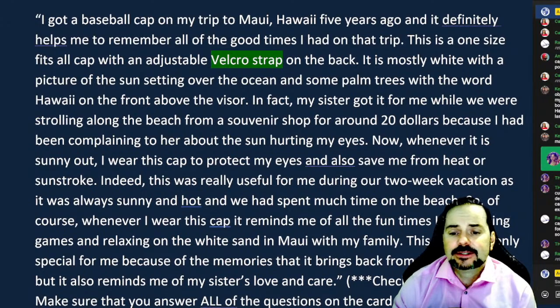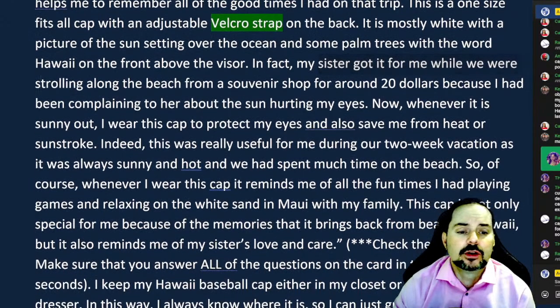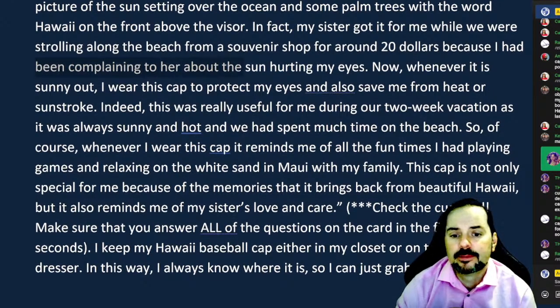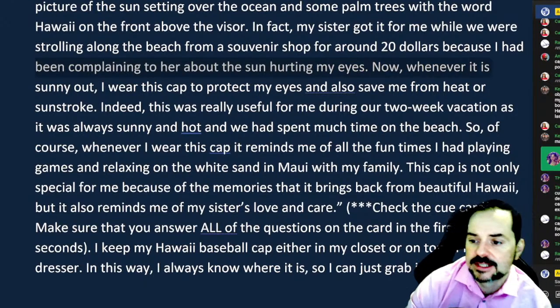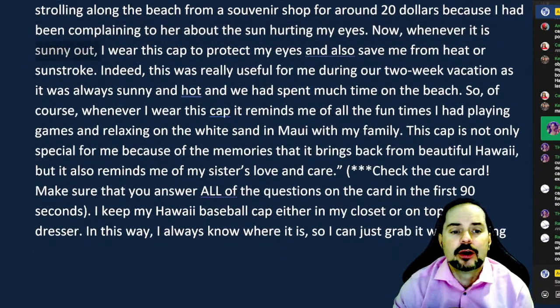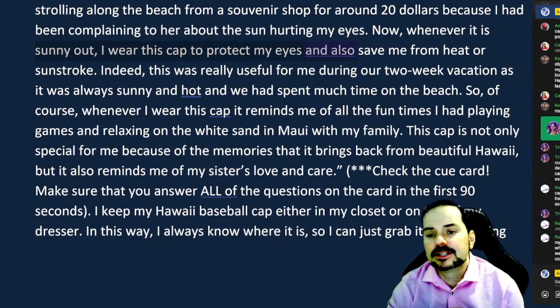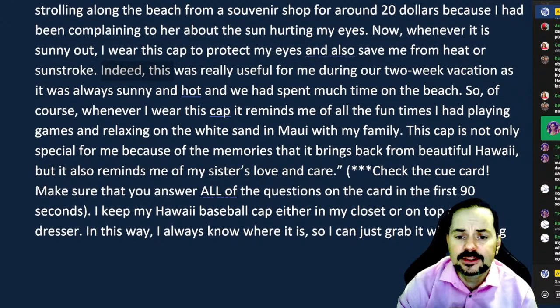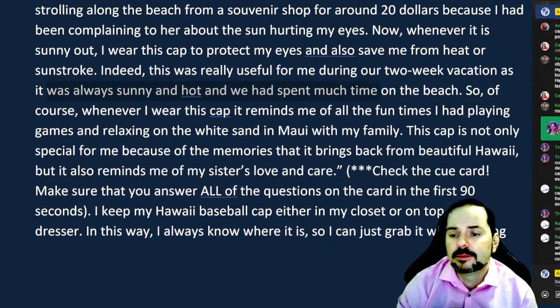In fact, my sister got it for me while we were strolling along the beach from a souvenir shop for around $20 because I had been complaining to her about the sun hurting my eyes. Now, whenever it is sunny out, I wear this cap to protect my eyes and also save me from heat or sunstroke. Indeed, this was really useful for me during our 2-week vacation, as it was always sunny and hot and we had spent much time on the beach.